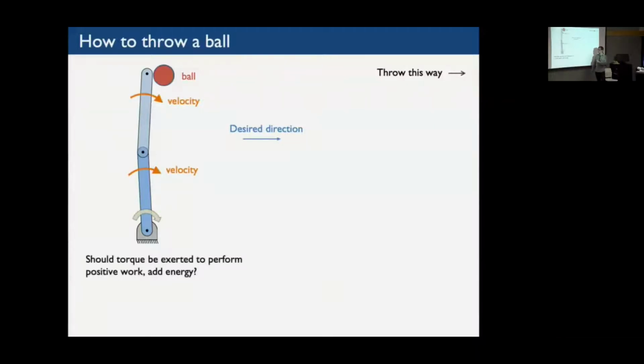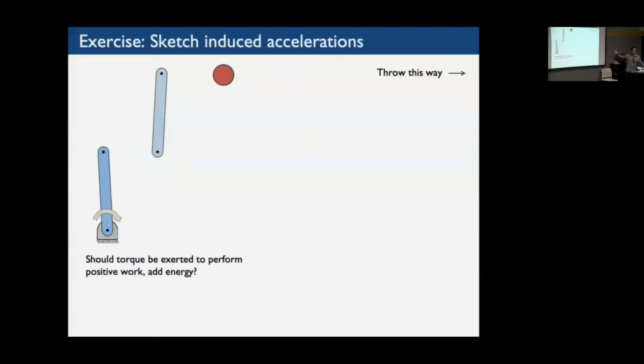And so should we produce torque to perform positive work and add energy? And here's an argument why you might want to do that. If you perform positive work, then you're adding energy to the system, and that means you can add energy to the ball. You want the ball to have kinetic energy. We can break this apart. Here's our free body diagram, and we're just going to give the solution here. We do want to apply a torque in this direction for the shoulder.